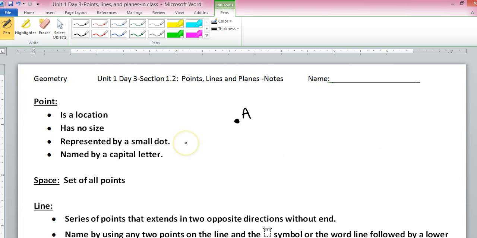Space. If we take all the points that we can create and put them all in the same area, that would create space, and it's basically the set of all points. Everything around us is made up of points, whether it's cells or molecules. Everything in space is a set of points.